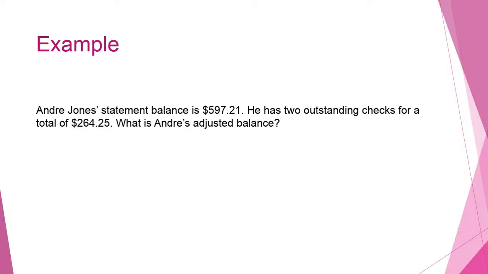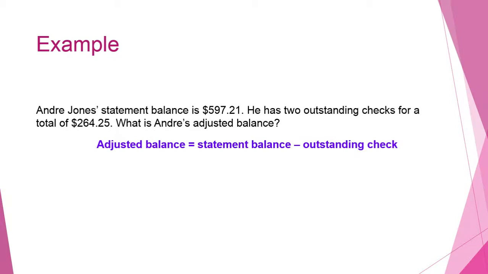Alright, here is another example. Andre Jones' statement balance is $597.21. He has two outstanding checks for a total of $264.25. What is Andre's adjusted balance? So the formula is adjusted balance equals statement balance minus outstanding checks.